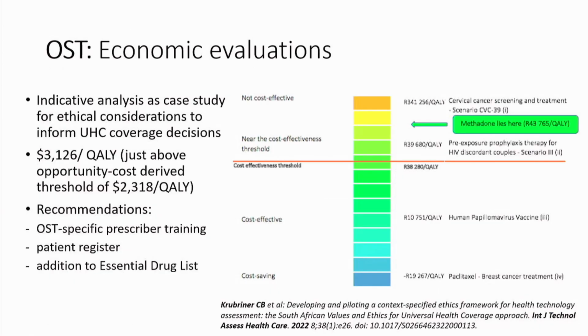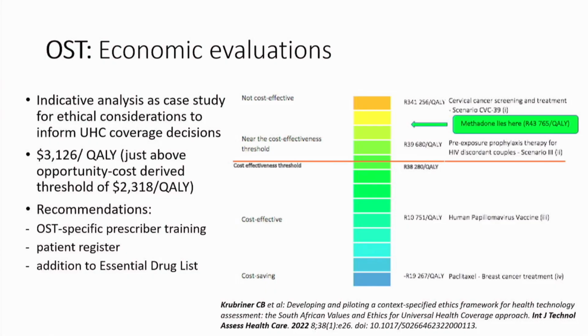For South Africa there's actually not a single full economic evaluation, looking also at the outcomes, for OST, but there has been one that was done as basically a case study for a completely different purpose. This was done by colleagues at Priceless, also at Wits University. It was an indicative analysis that was then used to ask experts and test their consideration of ethical factors to inform coverage decisions for the South African universal health coverage system, the National Health Insurance.